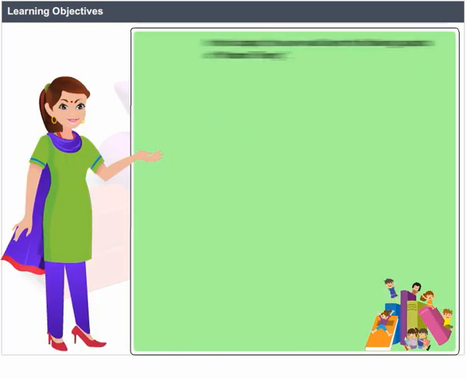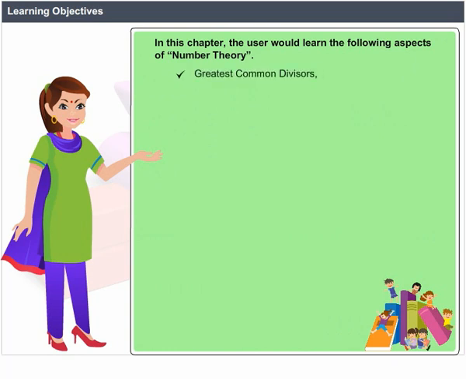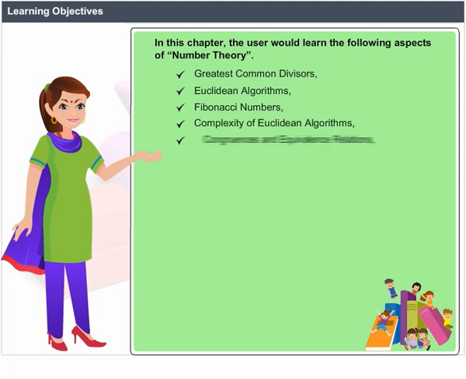Learning objectives. In this chapter, the user will learn the following aspects of number theory: greatest common divisors, Euclidean algorithms, Fibonacci numbers, complexity of Euclidean algorithms, congruences and equivalence relations, public key encryption schemes, dividends.